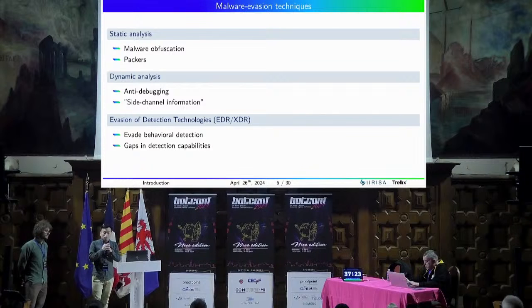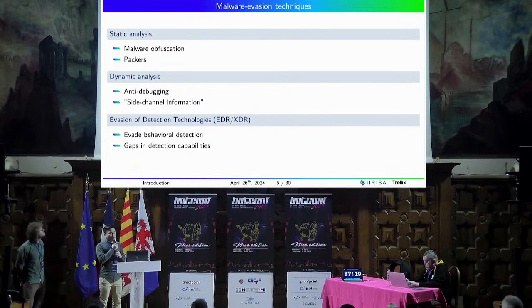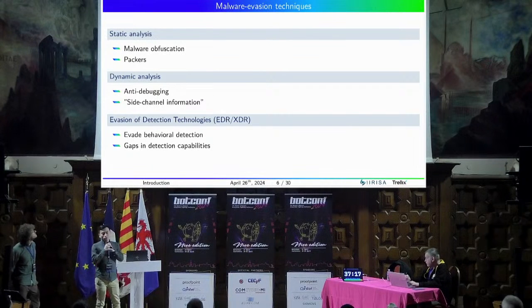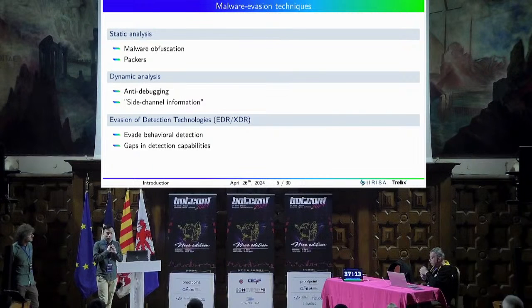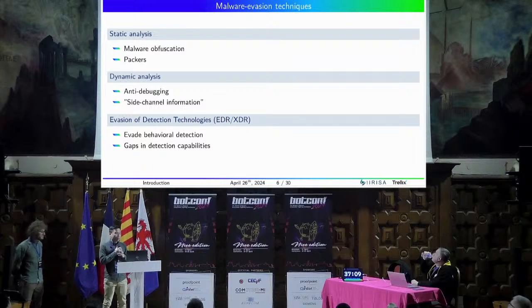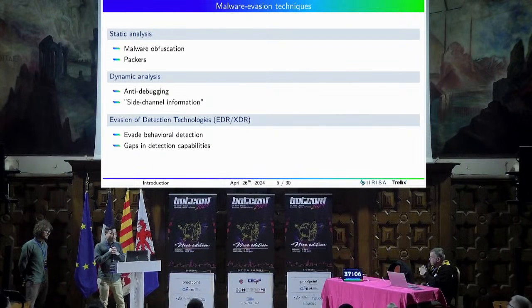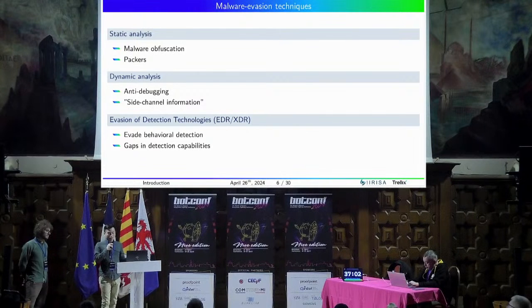But however, there are malware evasion techniques. For example, in the static analysis from yesterday's talk, we have seen more than 500 kilobytes of bytecode in one function using control flow flattening, right? Those are malware obfuscation. And malware packers can also evade static analysis.